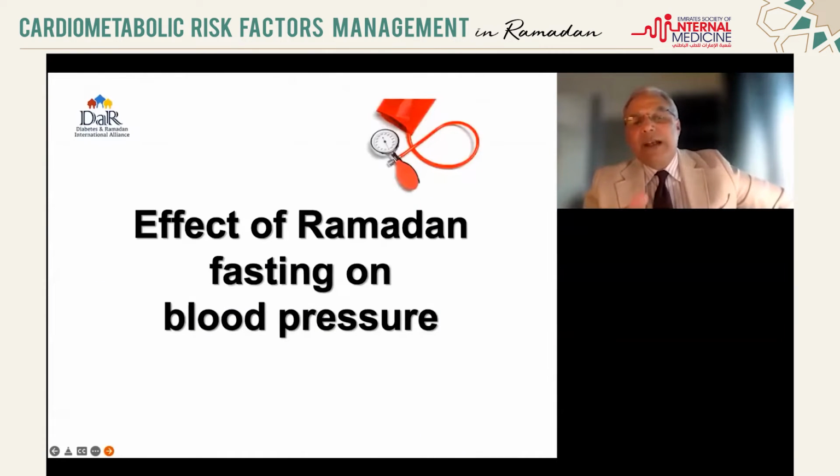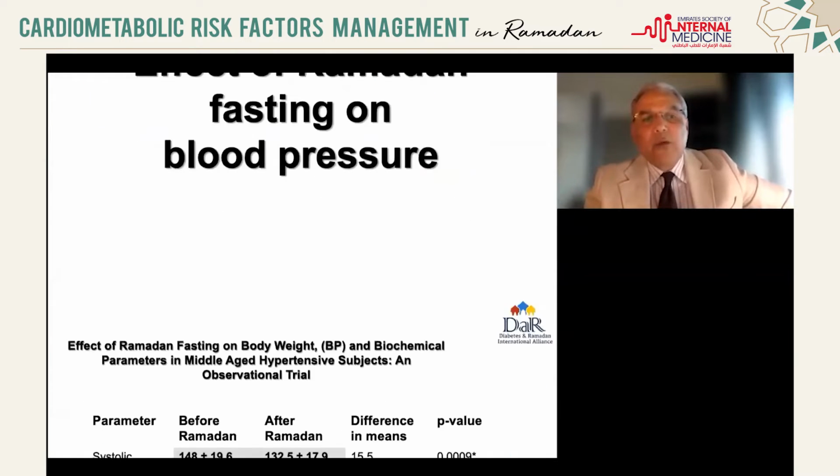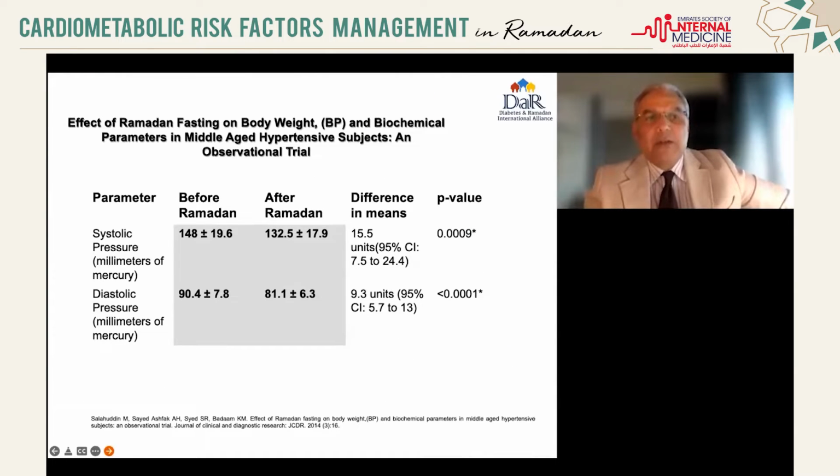What about the effect of fasting Ramadan on blood pressure? Well, we looked into this in some of the studies, and as you can see here, some of the studies show excellent improvement for blood pressure in people with hypertension. This is a study that looked into hypertensive middle-aged men and women, and they looked into the blood pressure, and as you can see here, 15 millimeters mercury systolic was reduced and 9 in diastolic, and this study was published in 2014, so about 7-8 years ago.